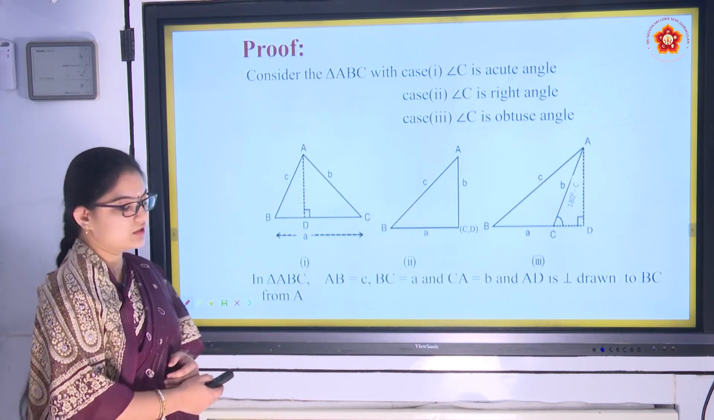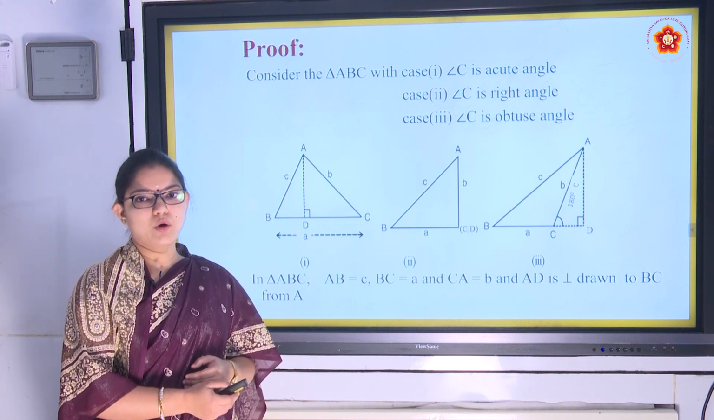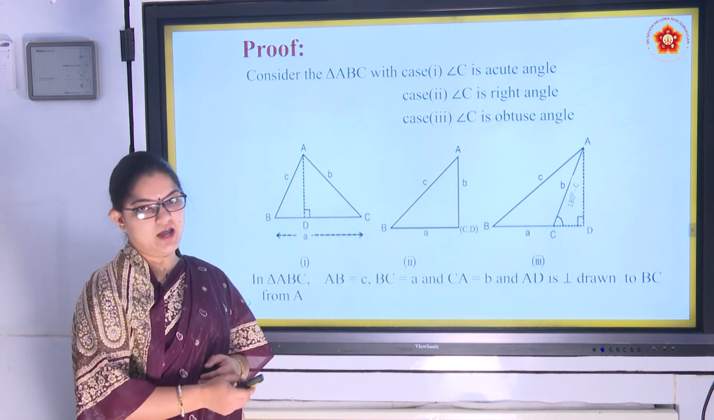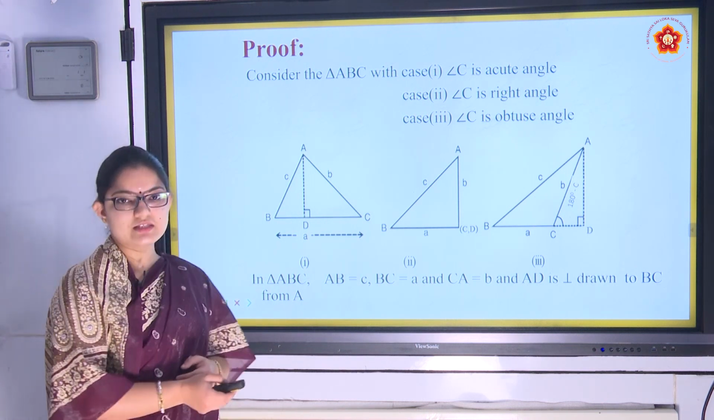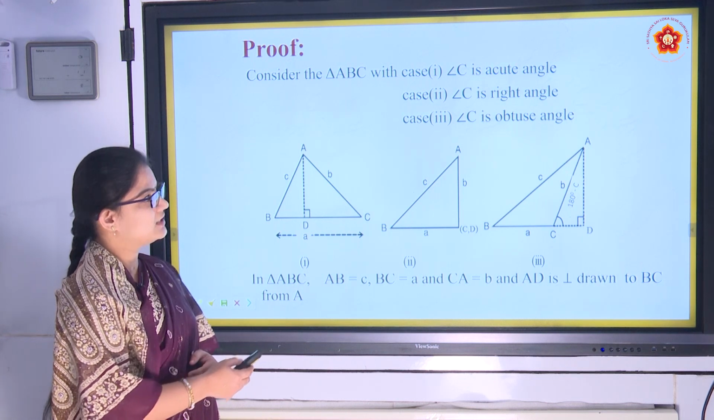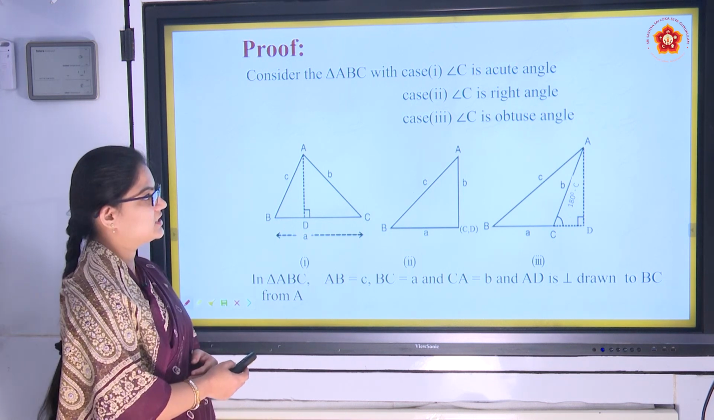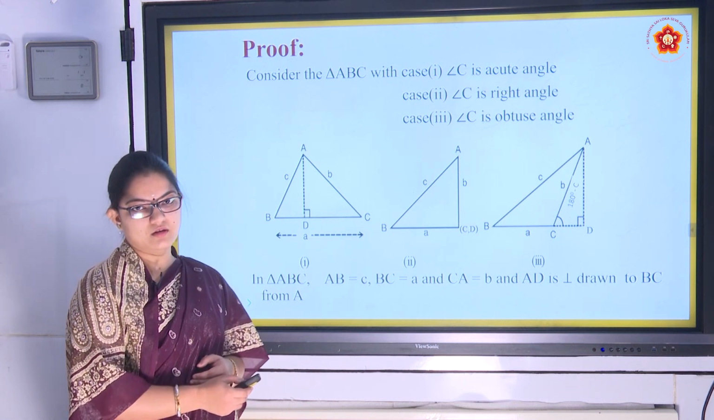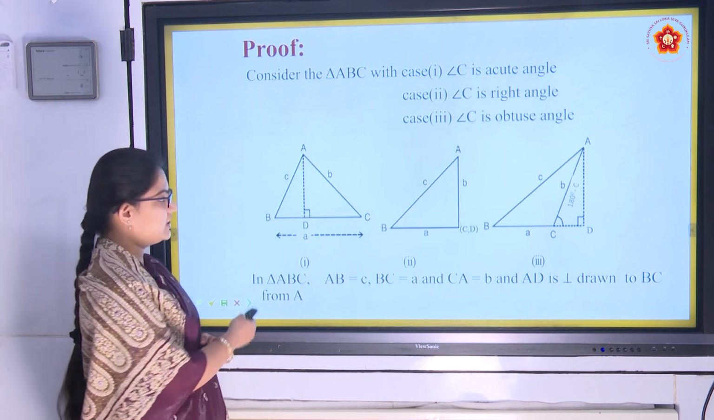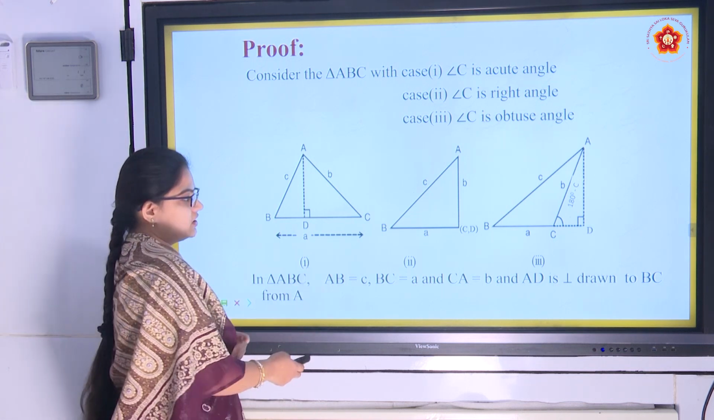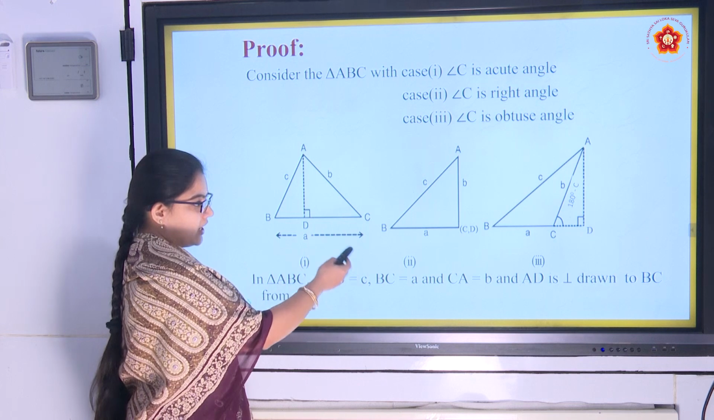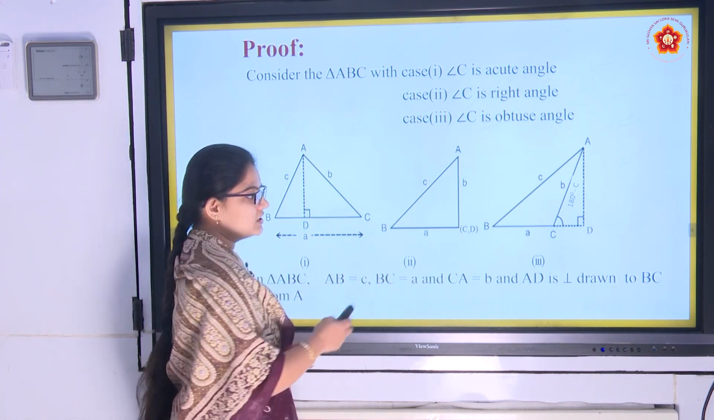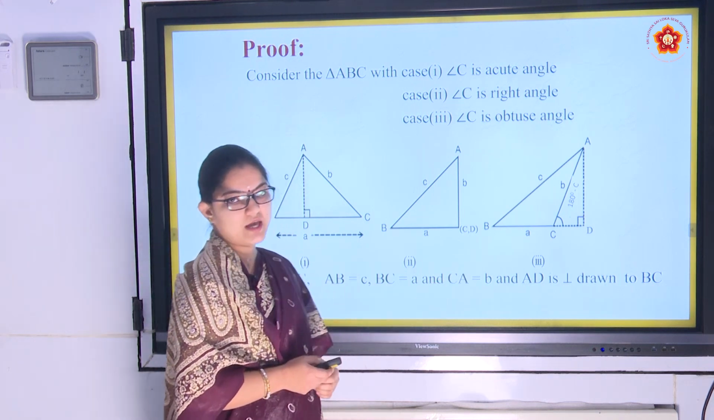Since the sine formula holds good for all triangles, we have to take 3 cases for an angle. Let us take a fixed angle C, where in the first case angle C is an acute angle, in the second case angle C is a right angle, and in the third case angle C is an obtuse angle, as shown in the figure. We can see the triangle ABC, where in the first figure angle C is acute, in the second it is a right angle, that is 90 degrees, and in the third case it is obtuse.